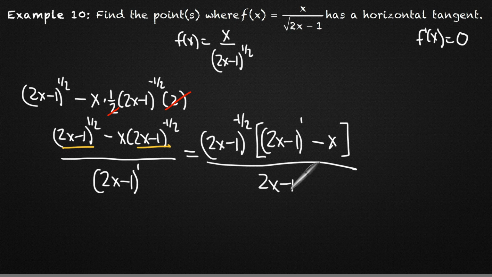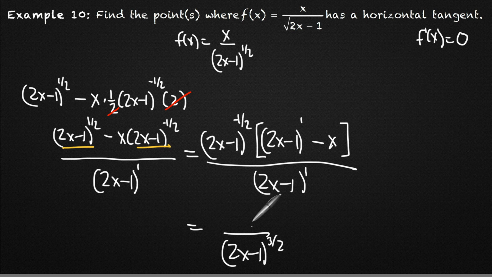2x minus 1. Now I'm going to move this to the bottom. And when I do, it's going to combine with this exponent and become 2x minus 1 to the 3/2 power. And here we have 2x minus x, that's x minus 1. And we're going to set that equal to 0.